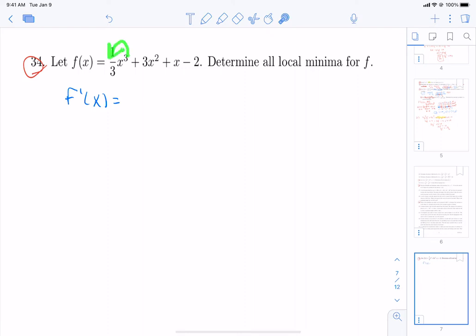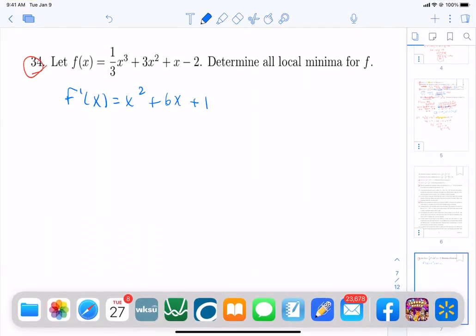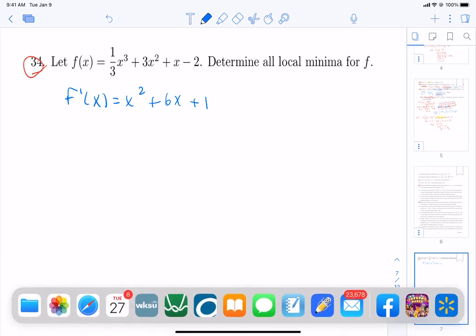So remember, the 3 drops down in front, multiplies by the 1/3, you get x squared. The 2 drops down in front, that's a 6x plus 1. Now, that is not a factor of a quantity. So it's either going to be all positive or all negative. It's either going to be all max or there's not a local max. We're going to cheat a little bit. I don't know why they would give us this one. That's kind of dumb.